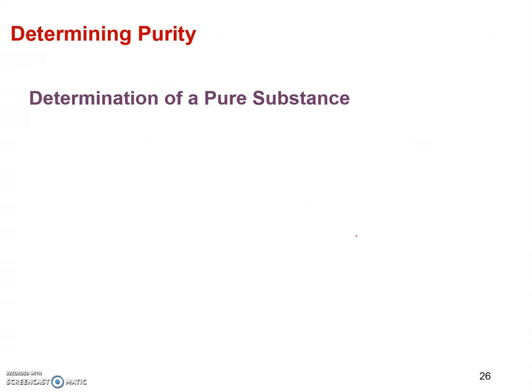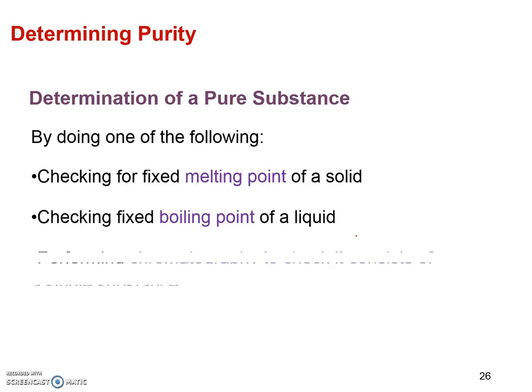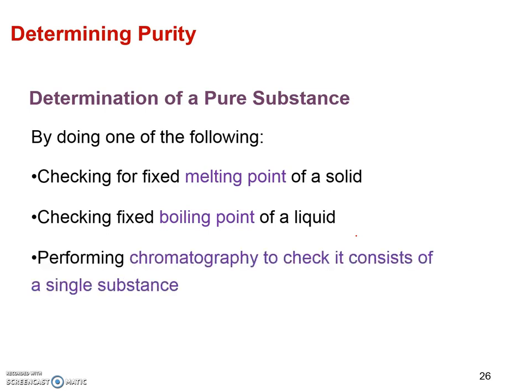So, if a chemist at AVA would want to test if a food or a particular drug is pure, this may be one of the ways he would do so. You might test if the solid melts at a fixed temperature or the liquid boils at a fixed temperature, or perform what we call chromatography to check whether it consists of a single substance. We will see more of how each one of these works in the next few slides.